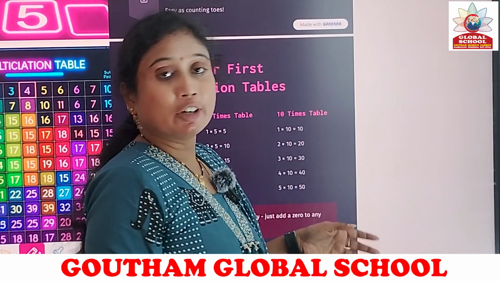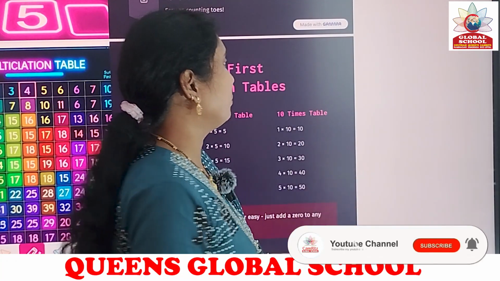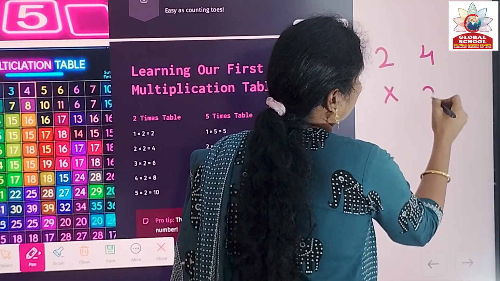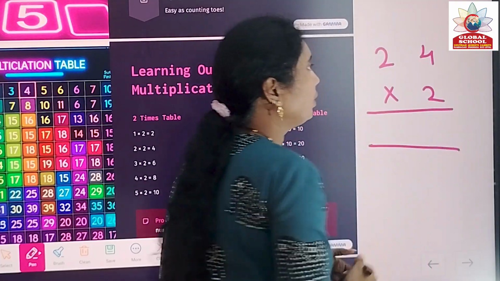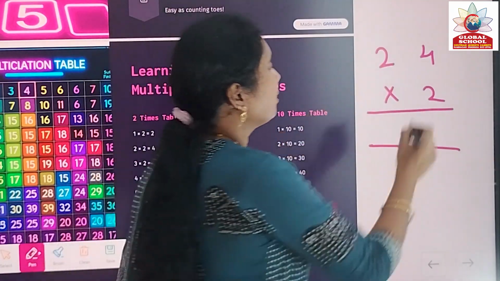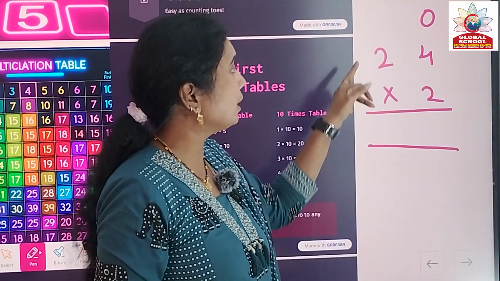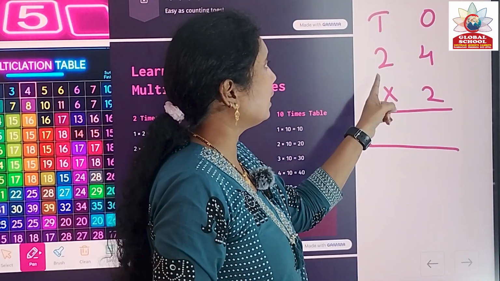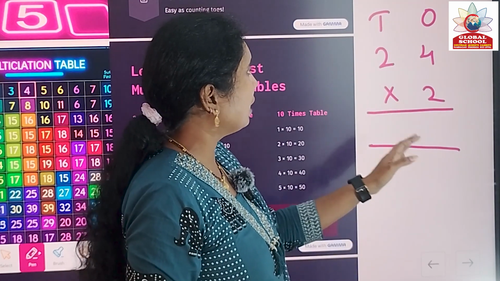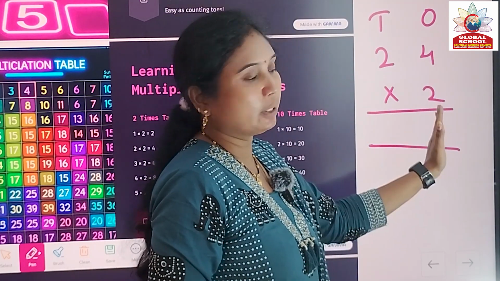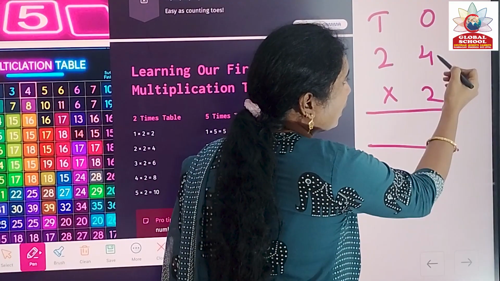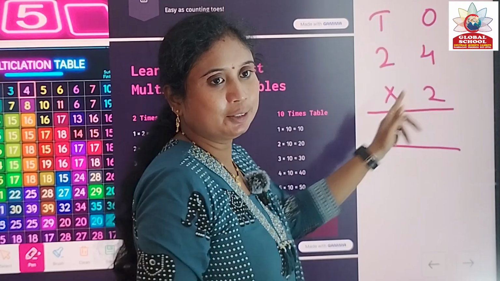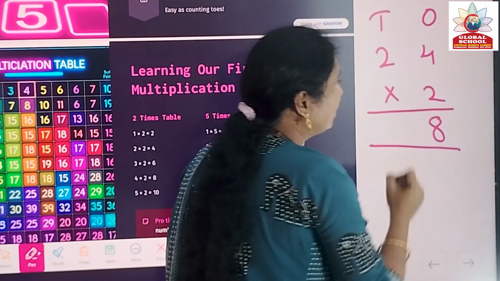Now I will explain how to multiply with a 1-digit number. For example, 24 into 2. Now 4 is in which place? 1's place. 2 is in which place? 10's place. Now we have to multiply the 1's place and 10's place by 2. Every time we have to start from the 1's place. So first we multiply 2 and 4. 2 4s are 8. 2 2s are 4.